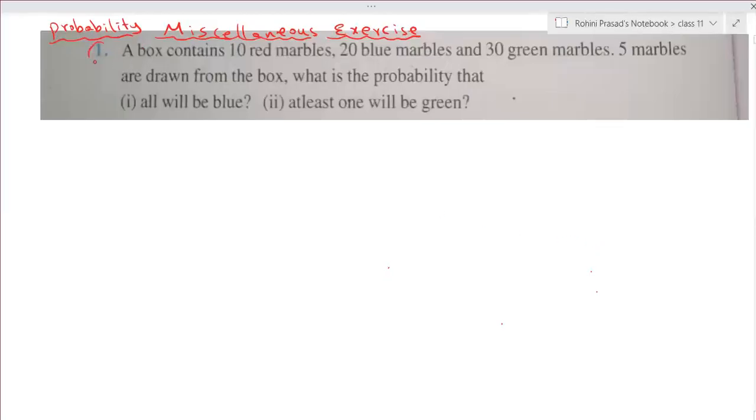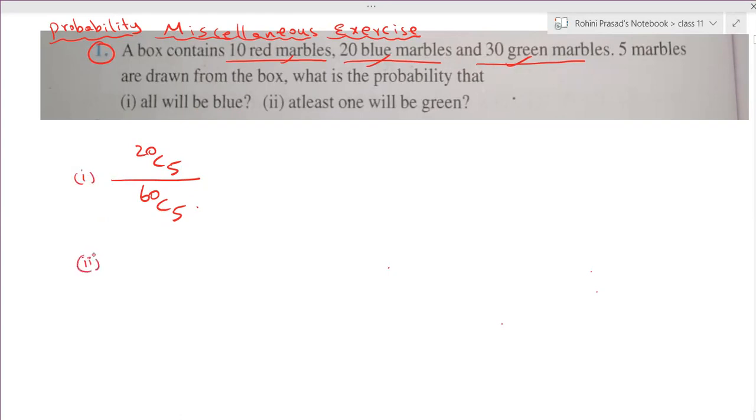So, miscellaneous exercise, the first question. A box contains 10 red marbles, 20 blue marbles and 30 green marbles, and 5 marbles are drawn at random. So this is the information, and this is the experiment. 5 marbles are drawn from the box. What is the probability that all will be blue? When 5 marbles are drawn from 60 marbles, you can get any 5 marbles, but you want all of them to be blue. So from 20, you want to select 5. That's the first one.